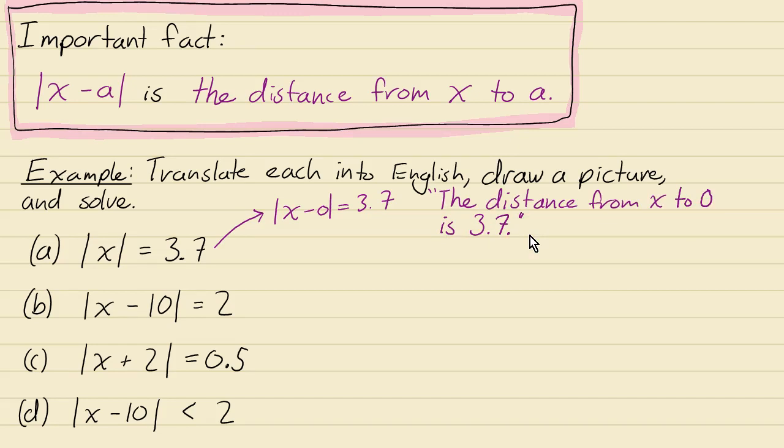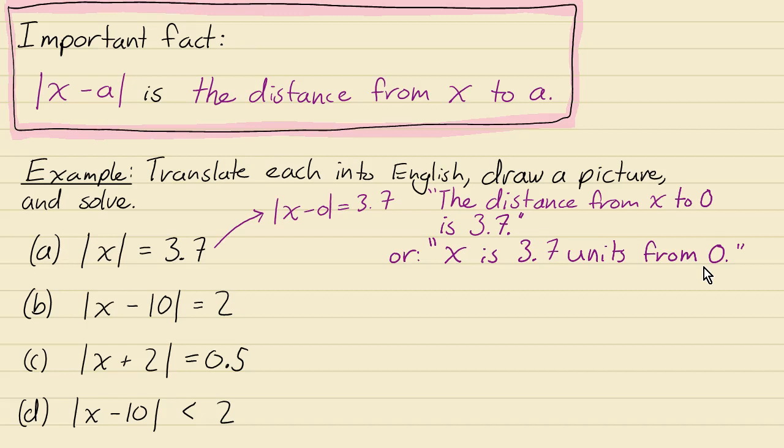This is one way you can talk about distance in English, but you could also do it without actually using the word distance, which is kind of more common. You could also say x is 3.7 units from 0. It means the same thing.